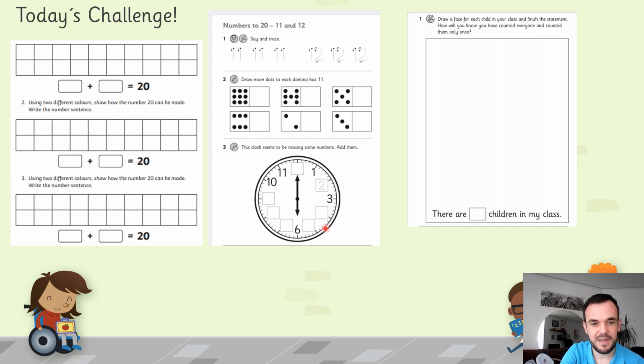Then afterwards, I've given you a clock face with some of the missing numbers. You need to write the number in the missing boxes, okay, all the way around. Remember, we start at 1 and we go all the way around to 12. Then, to practice your careful counting, I've given you an activity where you have to draw the faces of every child or every friend in your class. So how many people are in your class? See if you can draw a little face of each person in our class and count how many people there are. Let's see how many of your friends you can remember.